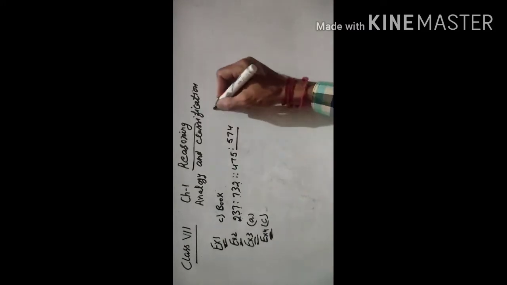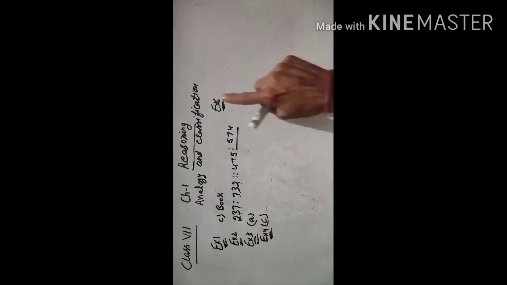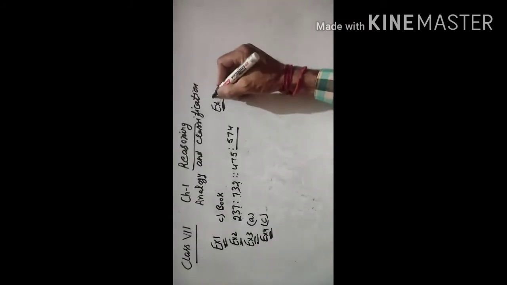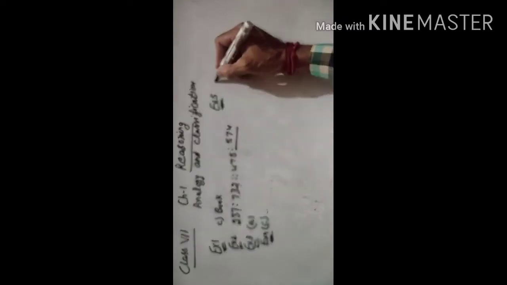Now see example 5. A and X and T and V. In A, 3 lines are used. In X 2, V 2 and T 2. A is the option because in the alphabet A, three straight lines are used. So find the odd one.